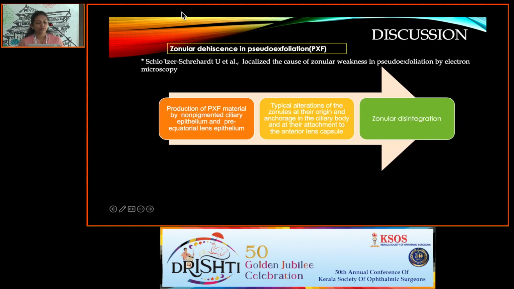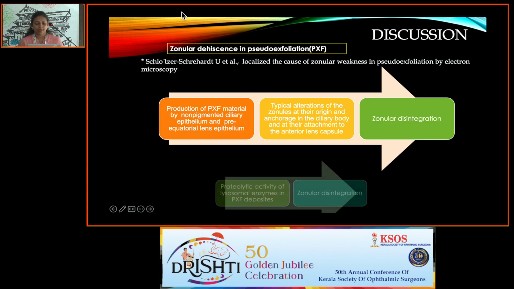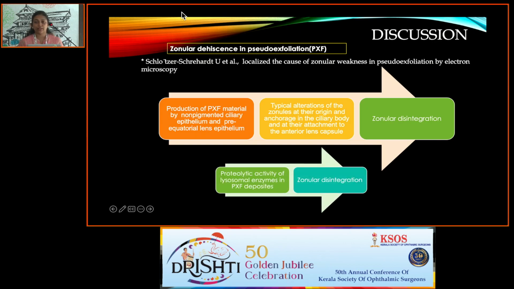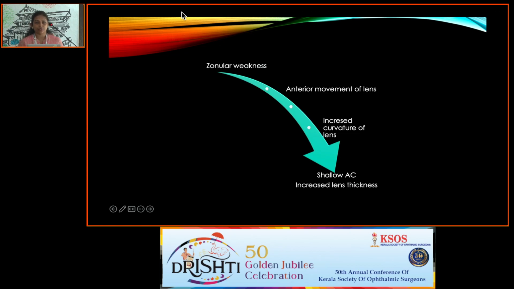Coming to the discussion, the production of pseudoexfoliation material by the non-pigmented ciliary epithelium and the preequatorial lens epithelium causes typical alterations in the zonules at their origin and attachment. And this, along with the proteolytic activity of the lysosomal enzymes in the pseudoexfoliation deposits, causes zonular disintegration. This causes anterior movement of the lens and increased curvature of the lens, which in turn causes the shallowing of the AC and increased lens thickness.